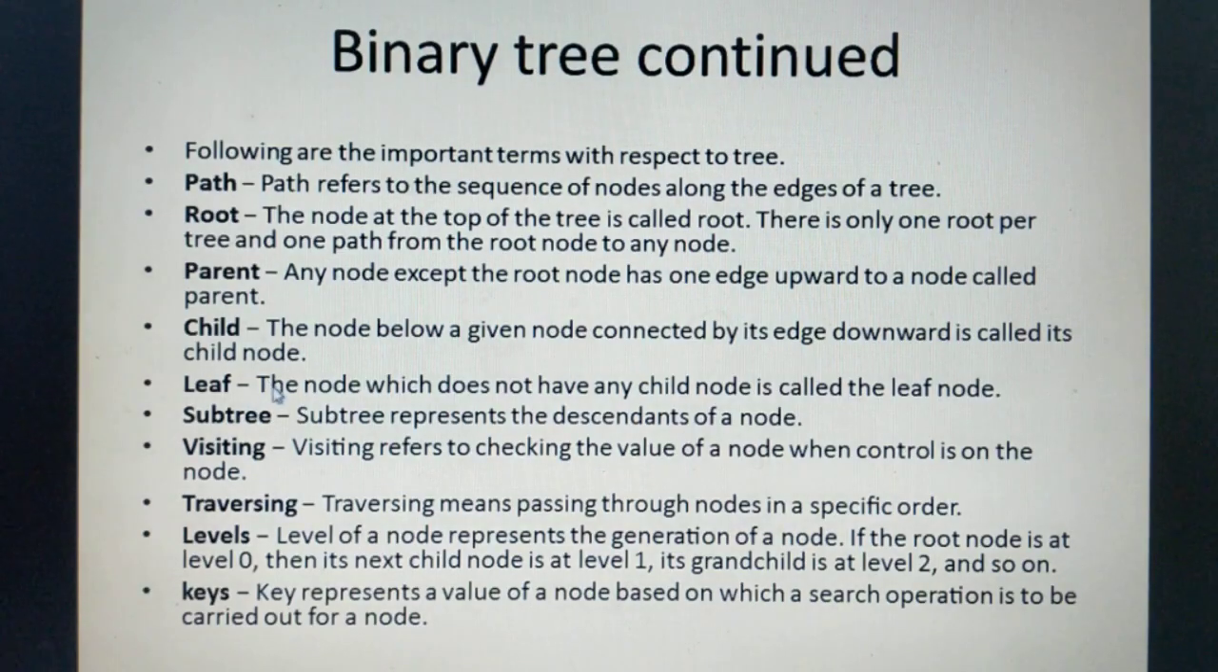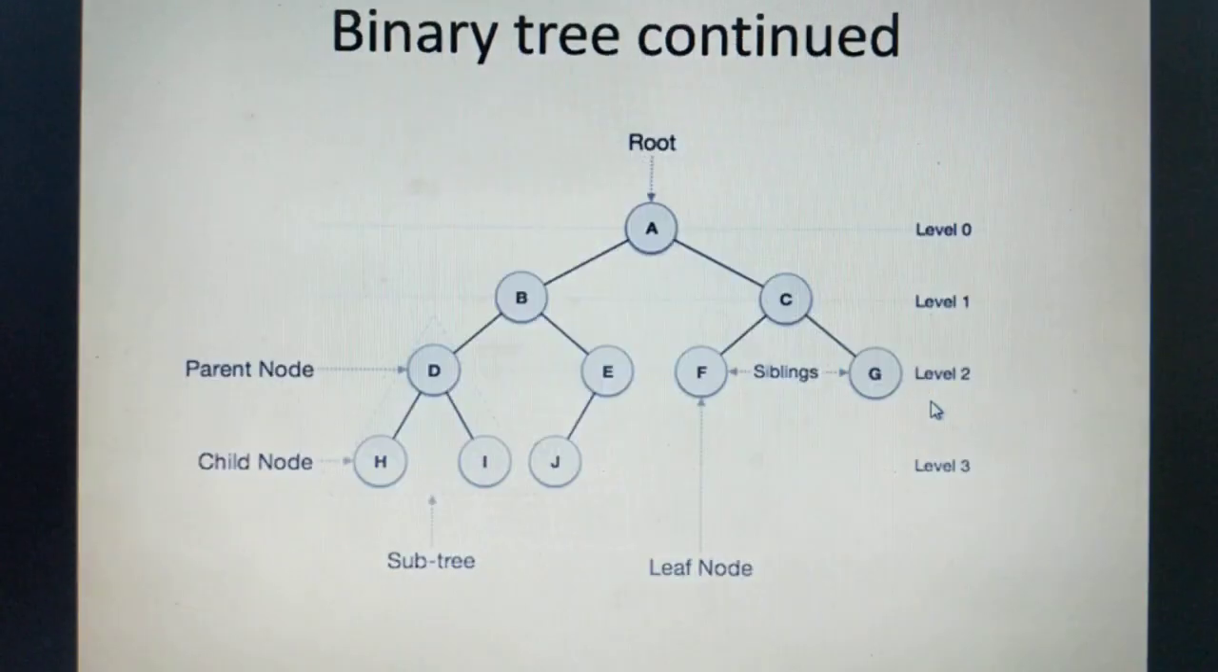Next is the leaf node. The node which does not have any child node is called the leaf node. So if you observe here, this F doesn't further have any child node, hence this is called a leaf node.